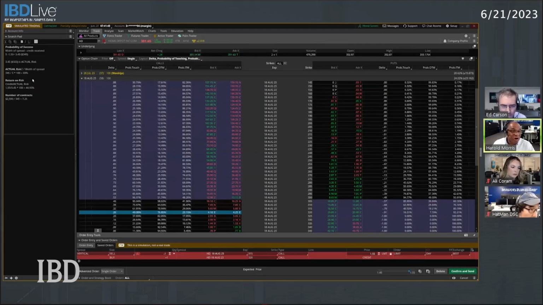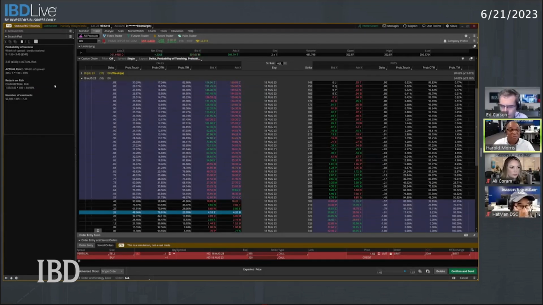All right, then our return. We're risking again $345. To calculate that, we just take the credit received at $1.55, divide that by the actual risk, multiply by 100. That's 44% or 45%. You round up. Not a bad return over a 58-day period if this trade works out like we expected.